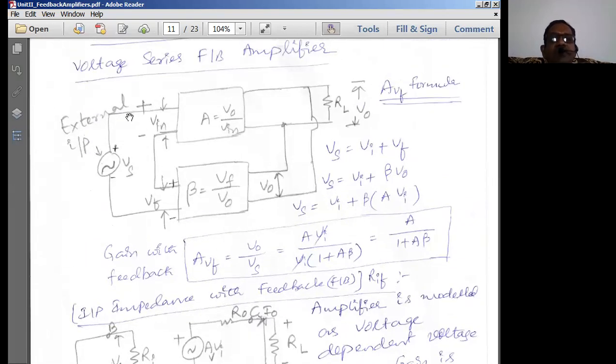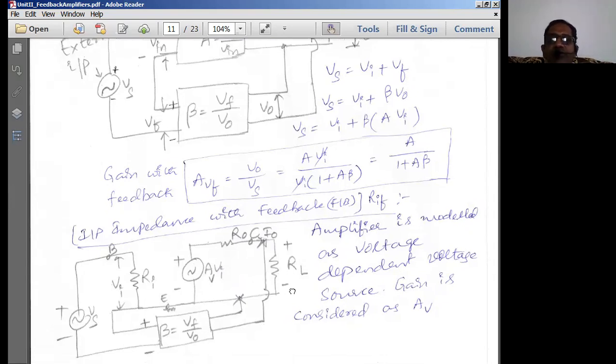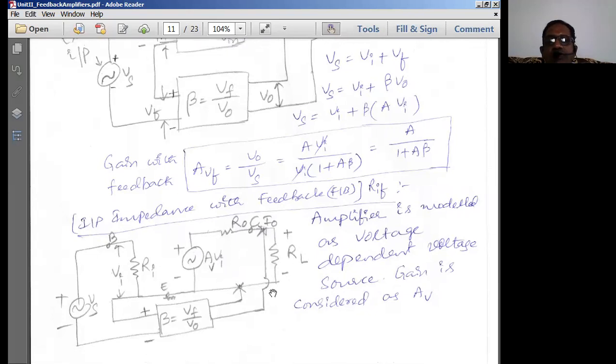Now if it is voltage series, it means the output sample is voltage. So I am replacing the output circuit, the circuit across the output terminals, with a voltage source followed by its internal resistance. The internal resistance R0 is taken as the output resistance of the transistor amplifier with feedback. So that is the analogy we can have here.